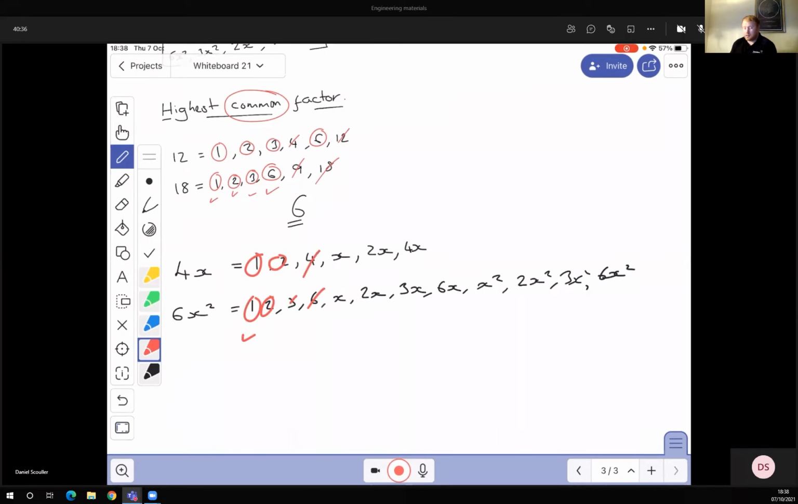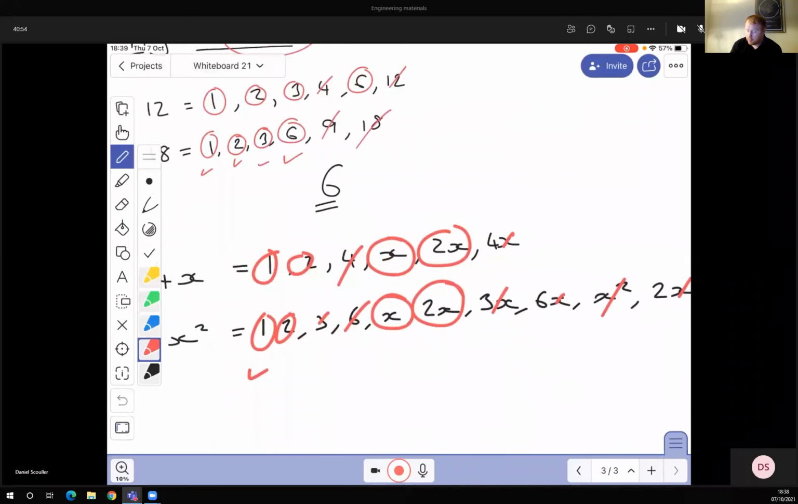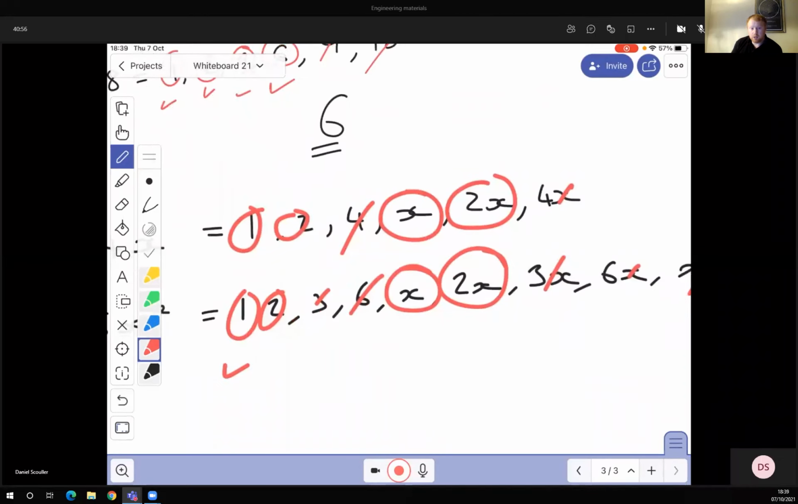But then we start going into letters. So they've actually got a couple of these numbers and letters in common as well. So they've both got x as a factor, and they've both got 2x as a factor. The rest we can sort of rule out. So they've got 4 common factors. The highest one is going to be the x term with the highest power. So that's quite important.